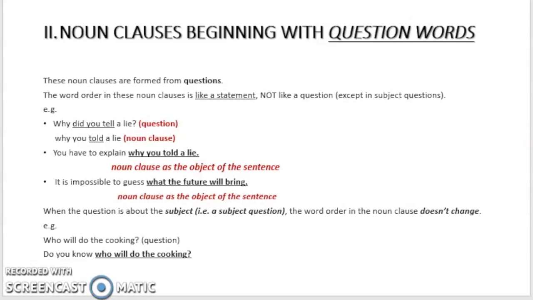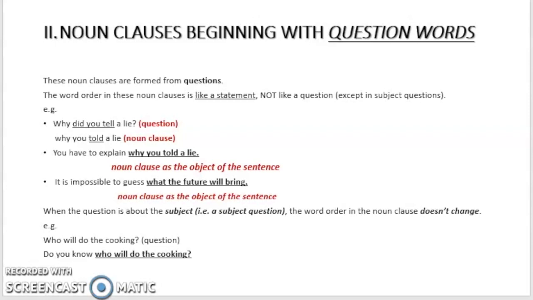Let's have a look at this example. Why did you tell a lie is a question. Why you told a lie is a noun clause. Let's assume that we want someone to explain their reason for lying, so we tell them, you have to explain why you told a lie. In this sentence, why you told a lie is a noun clause, and because it's a noun clause, it no longer has the question form. It has the sentence word order. That is, it follows the order subject, verb, and object.